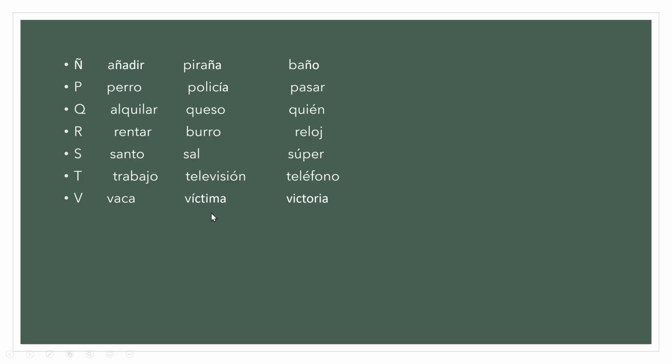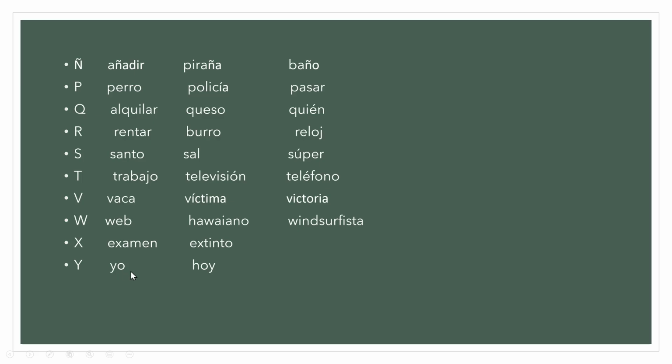V. Vaca. Víctima. Victoria. In Spanish, V and B, they sound the same. They sound as B. W. Web. Hawaiano. Windsurfista. In Spanish, we don't have that many words with a W, and as you can see, some of these words came from other languages, such as the web or windsurfer. X. Examen. Extinto. Examen, exam. Extinto, extinct.